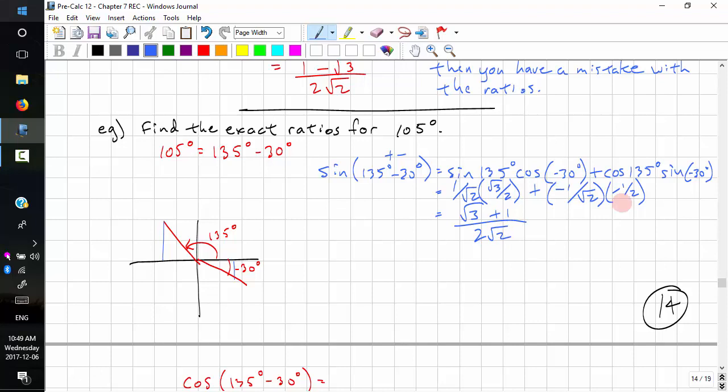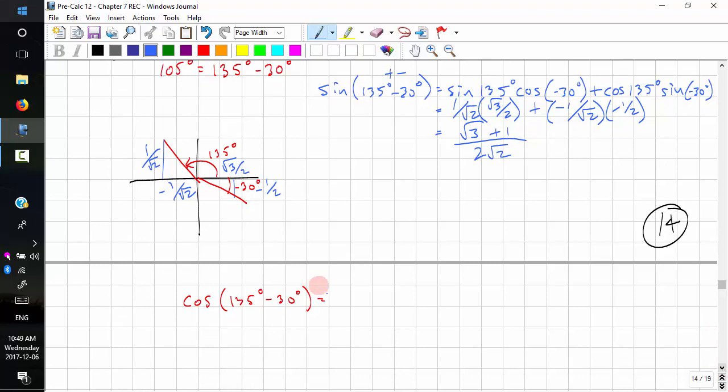Okay, if you don't remember these, just write them down. This is 45. This is 1 over root 2. This is 1 over root 2, but this is negative. This is 1/2, but that's negative. And this is root 3 over 2.